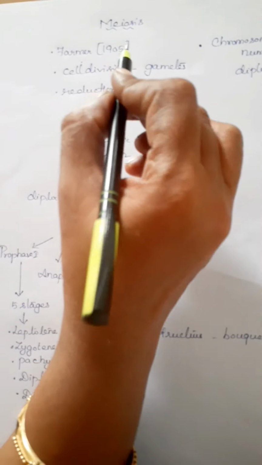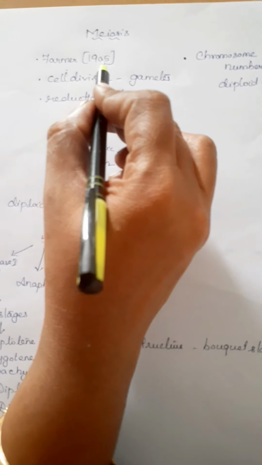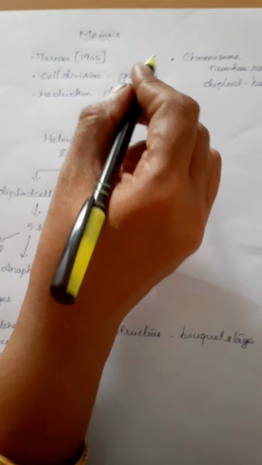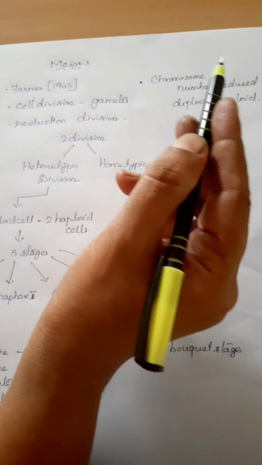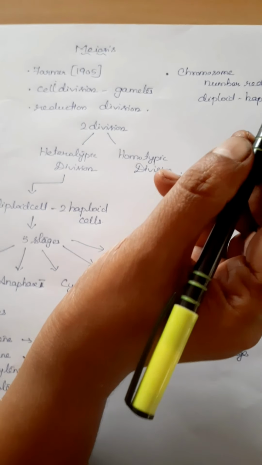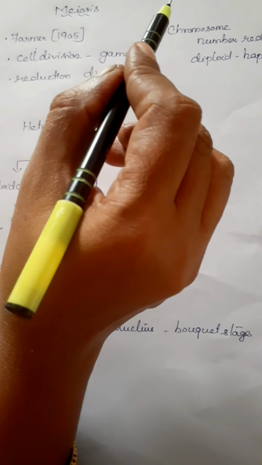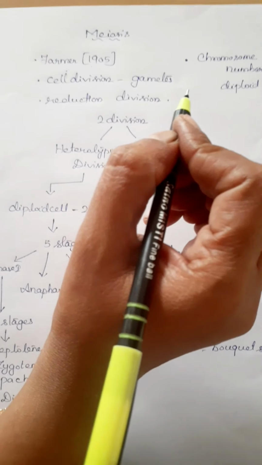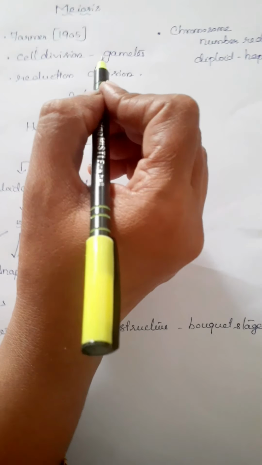Students, now we are going to learn about the topic meiosis. The term meiosis was coined by Farmer in 1905. In plants, the flower produces pollen grains. Inside the pollen grains, after meiosis, the male gametes are produced. In the ovary of the flower, inside the ovules, after meiosis, female gametes are produced. So it is the kind of cell division that produces the sex cells or gametes.